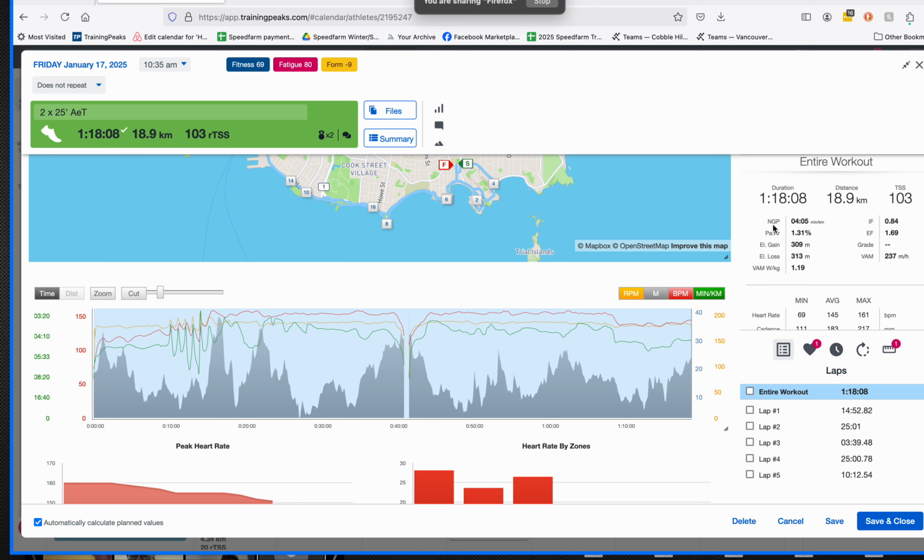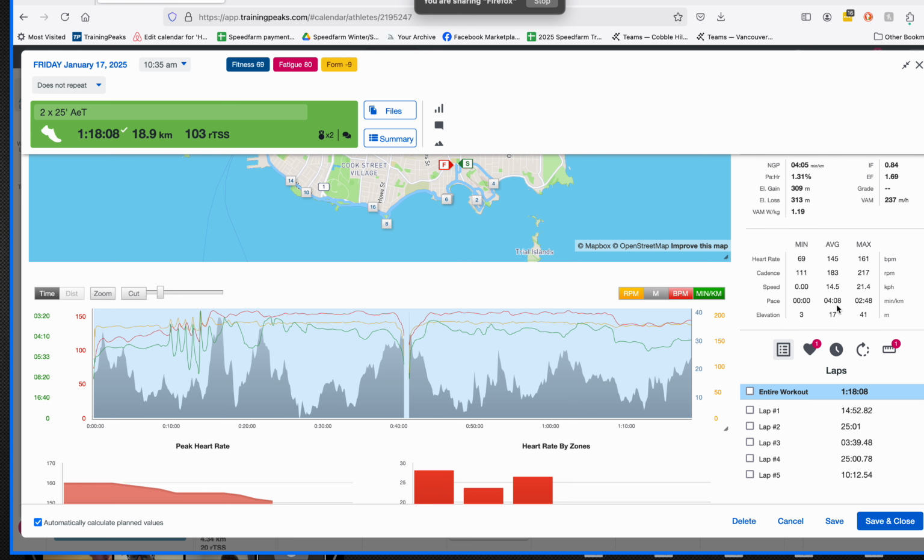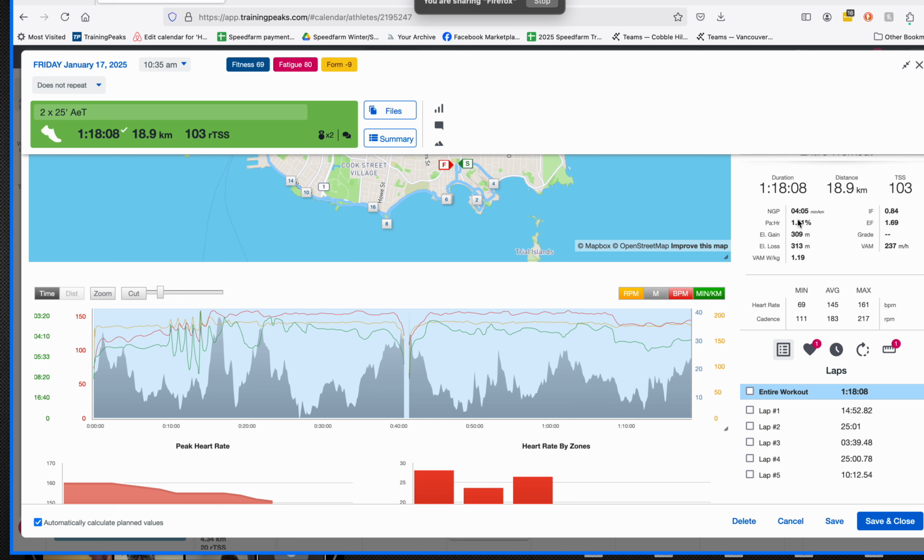NGP is a normalized graded pace, meaning it's correcting for changes in elevation as best it can. So you'll see Martin's average pace was 4:08, and he got a little bonus. So it said if it was a flat course, he'd be on 4:05. IF is intensity factor relative to his anaerobic threshold. So this is 0.8, meaning it's pretty easy.